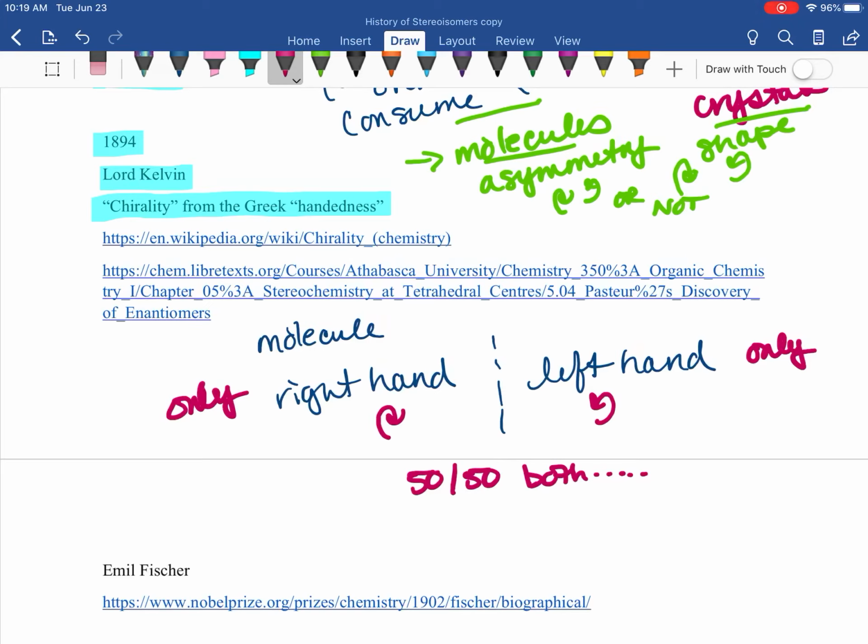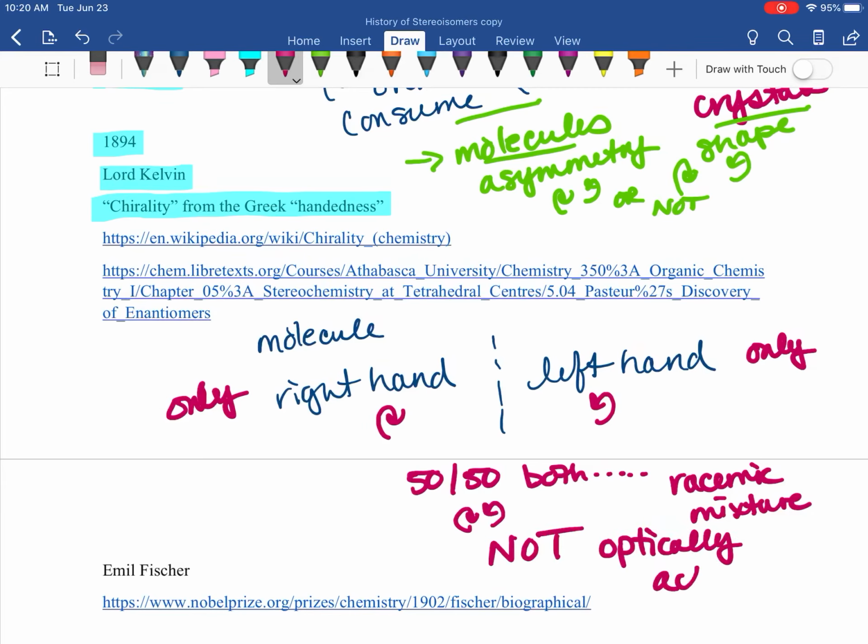Well, now you have the exact same compounds, right? Only even if you rotate light one direction, the other half is going to rotate it right back. So this is called our racemic mixture. We still have asymmetry. We still have that tetrahedral carbon. We still have both shapes. But if you have an even mixture of both, this will not be optically active.